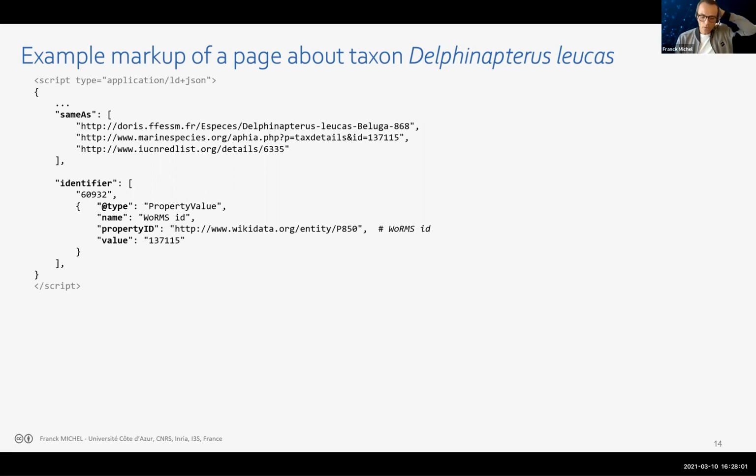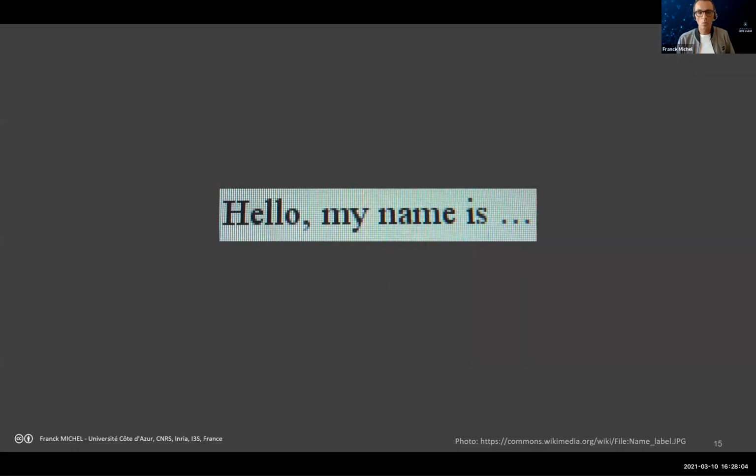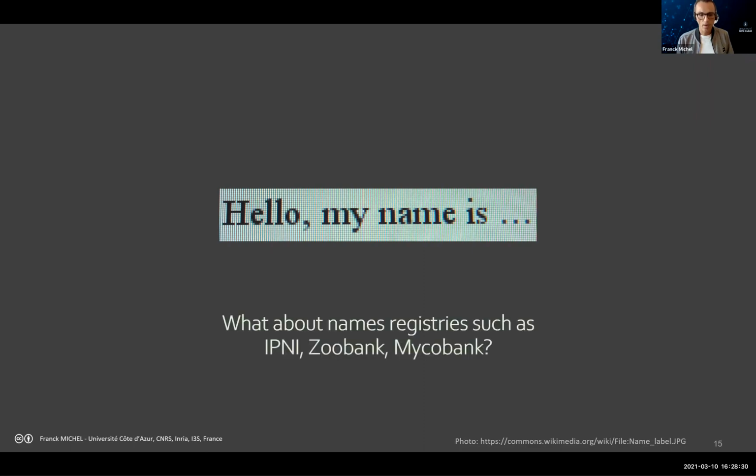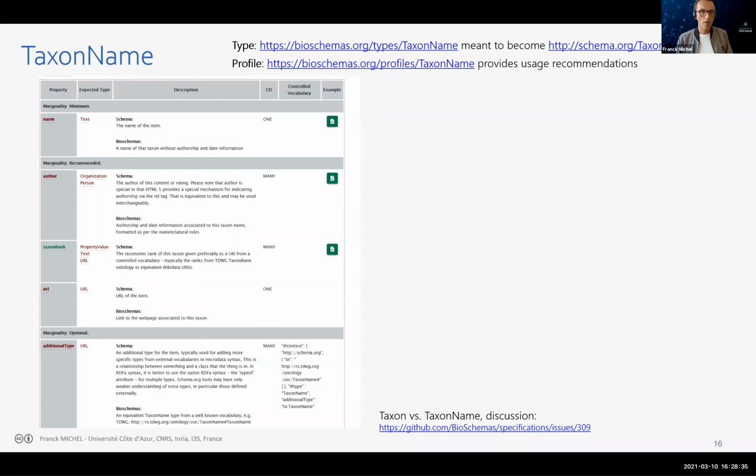Okay, so far I've been talking about only taxa. Now, what about names? There are some databases and portals that are not registries of taxa, but of taxonomic names, like IPNI or ZooBank. So in the Bioschemas community, we had quite some debates about whether we should make the scientific names more formal in the way we describe them in the markup data. We finally came up with this option of creating a second term, TaxonName, so that we can specifically annotate websites like IPNI, ZooBank, or MycoBank.